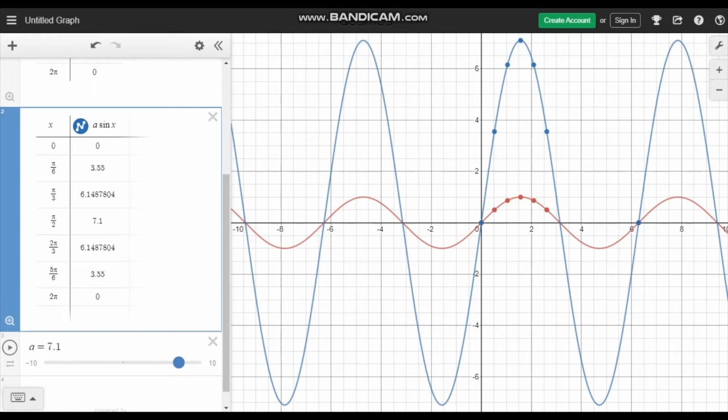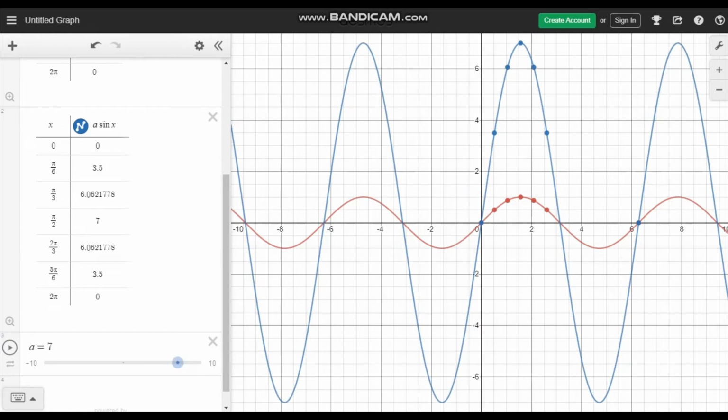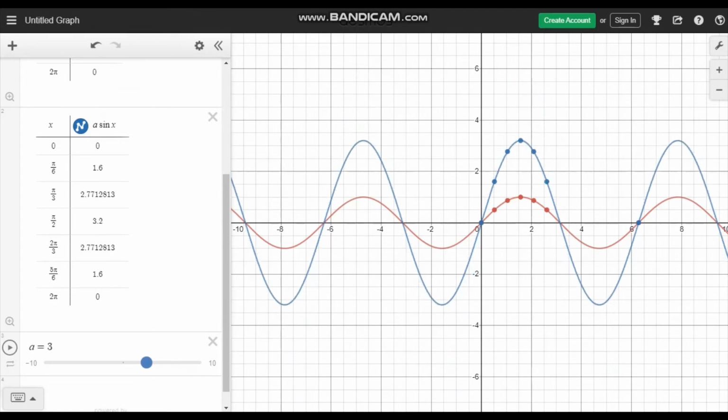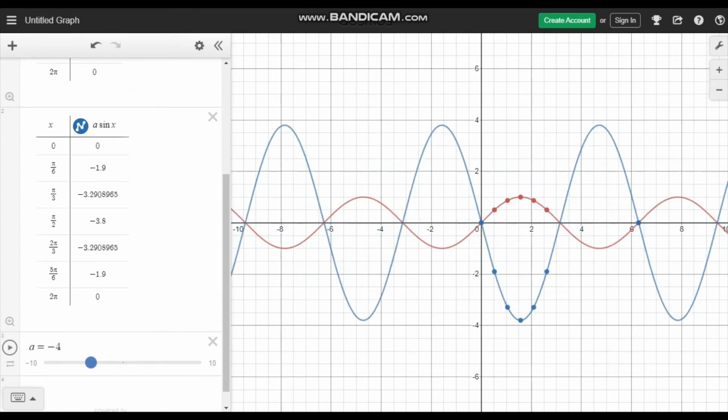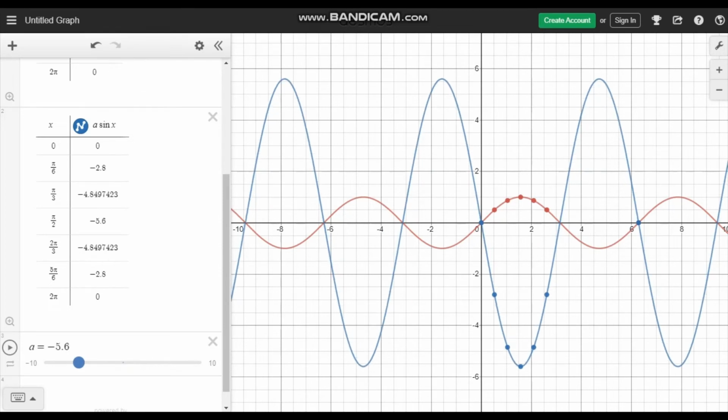So in this case, I'm multiplying the original distance, whatever that is for that given point, by 7.1. So at the highest point of sine, that's 1. Well, if I stuck a 7 in there, all of a sudden the output becomes 7. And if I use a negative number, it flips the graph over. It does a reflection as well as a dilation.